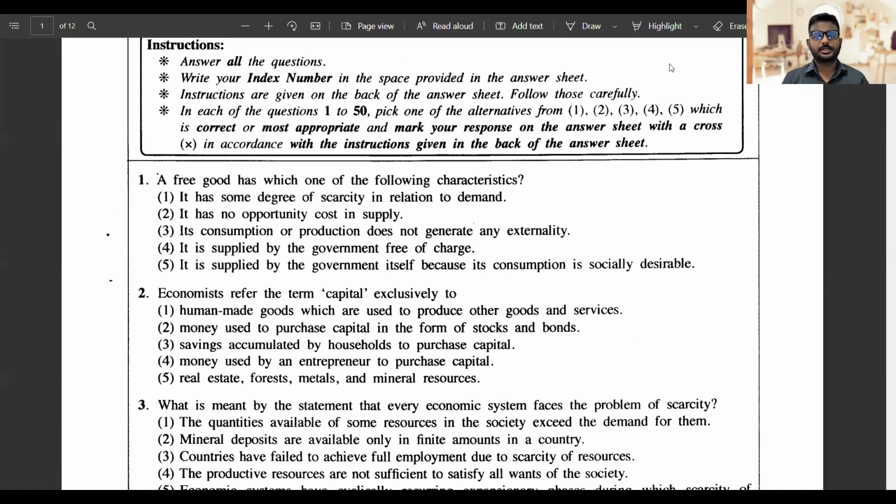Okay, so for this question, as you can see, a free good has which one of the following characteristics? So first of all, what is another name for free good?